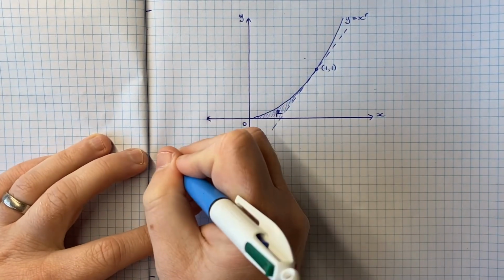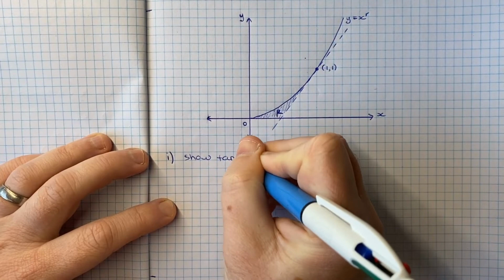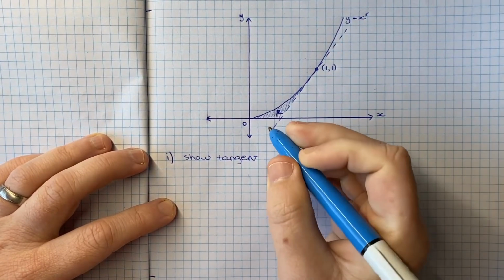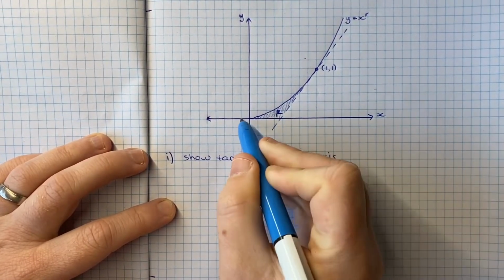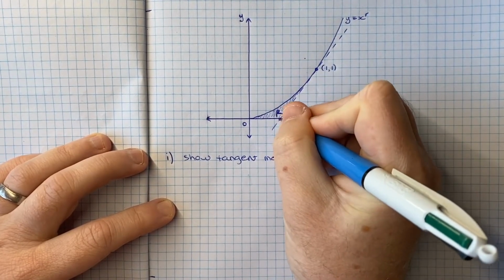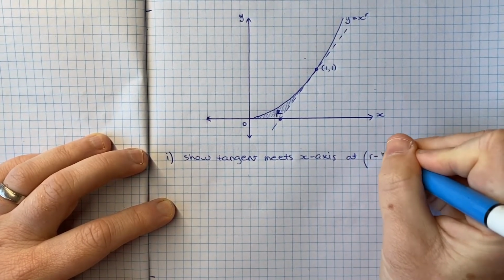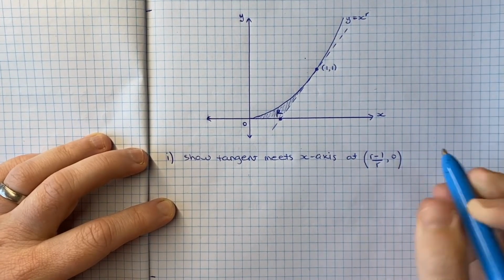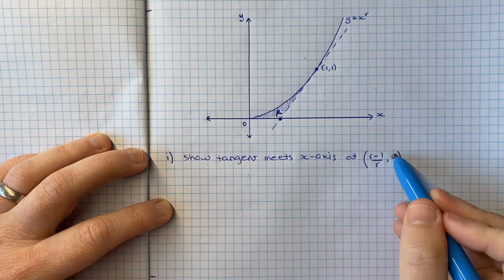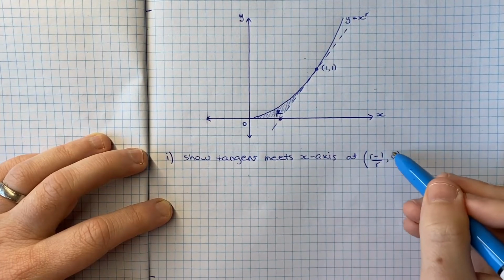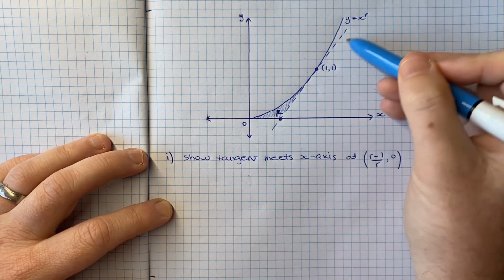For part 1, we were being asked to show that the tangent, in other words this straight line here, meets the x-axis, in other words this point here, at the coordinates (r minus 1) on r, comma 0. So we're being asked to show that this point has coordinates (r minus 1) on r, 0. Obviously it's comma 0 because it's on the x-axis, so the y value is 0. So it's really about finding this x-intercept of the tangent.